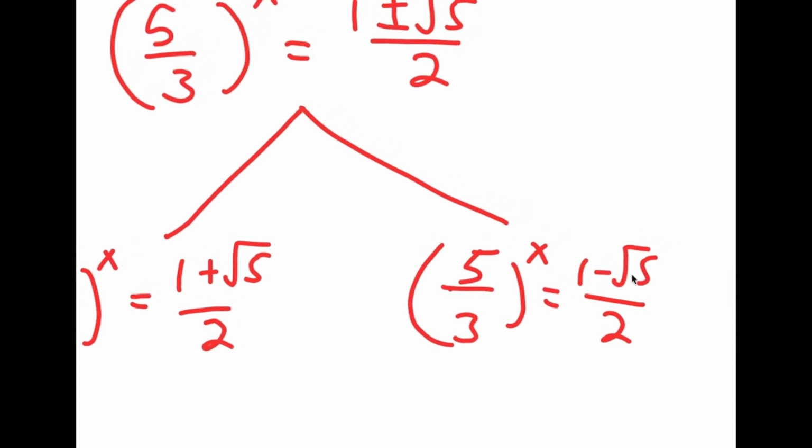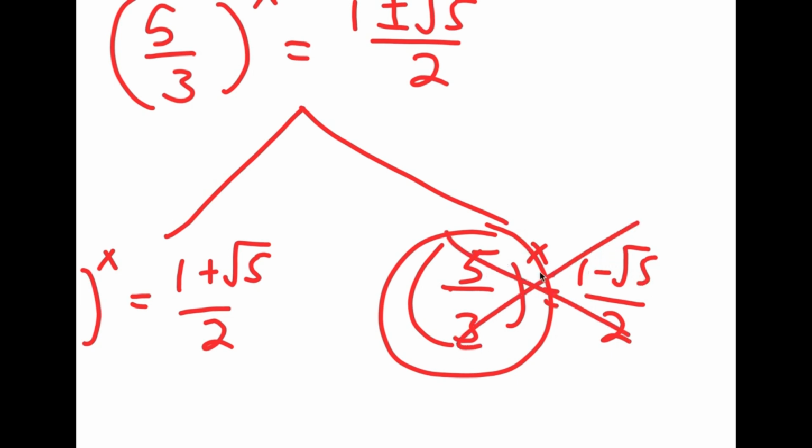Well, 1 minus the square root of 5, that's going to be a negative number. And a negative number divided by 2 is still a negative number. And notice how we have a positive number to the power of another number here. And you can't take the power of a positive number and make it equal to negative, so there's no solution for this.